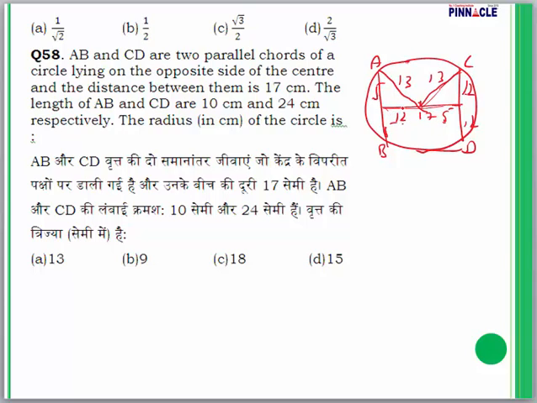So from the concept of triplet, which is 5, 12, 13, and 12 plus 5 that is 17, this concept also fits. So if this is 5, and this is 12, then it would be 13. So radius would be 13. A is the answer.